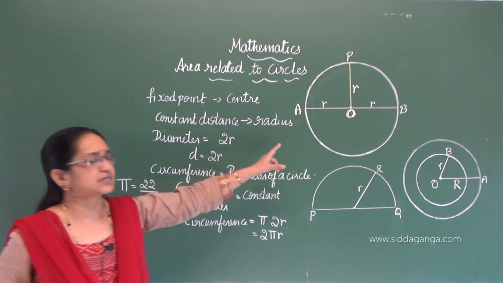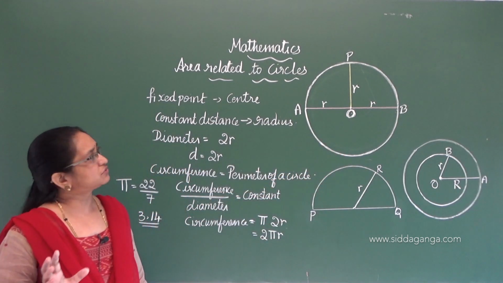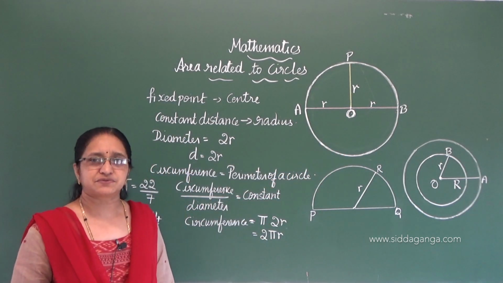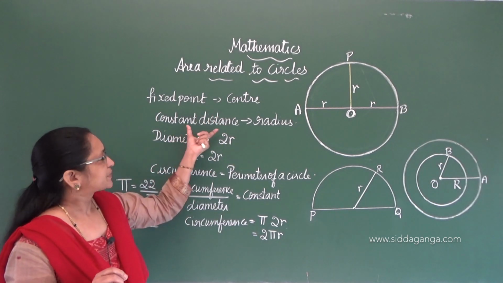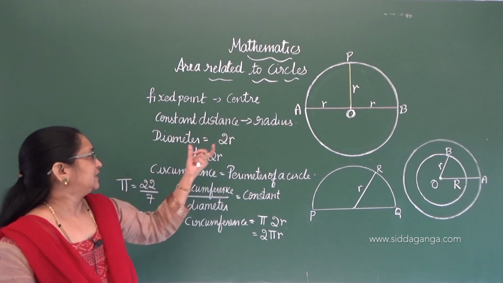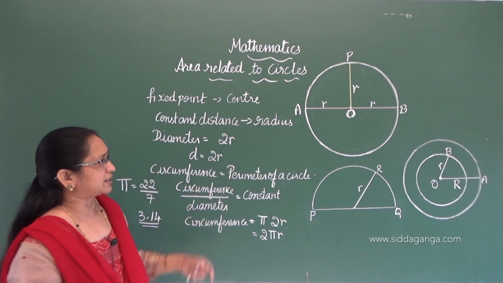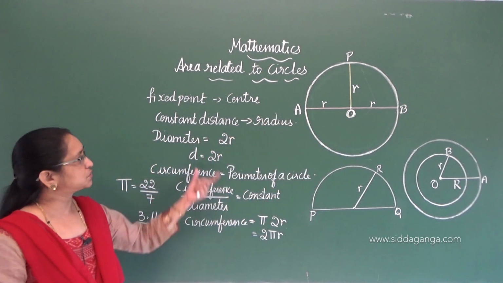See, what is a circle? A circle is a set, or the collection, of points which are equidistant from a fixed point. That fixed point is nothing but the center, and the constant distance is the radius, correct? Then the diameter is equal to 2r. AB is the diameter here and it is 2r.